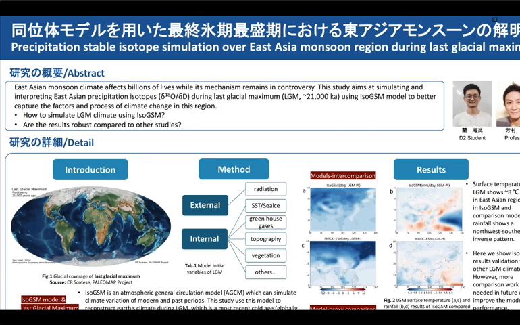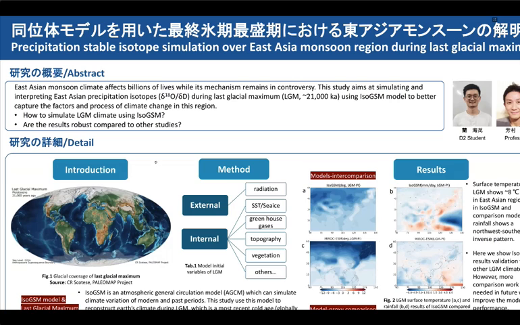speaker, Alexan, isotope, oxygen 18 here. But this study will focus on the last glacial period climate using the ISOGSM model, which is developed by Yoshimura sensei in our lab. And our purpose of this study is, first, how to simulate LGM climate using the ISOGSM model, and are the results good or robust compared to other studies.